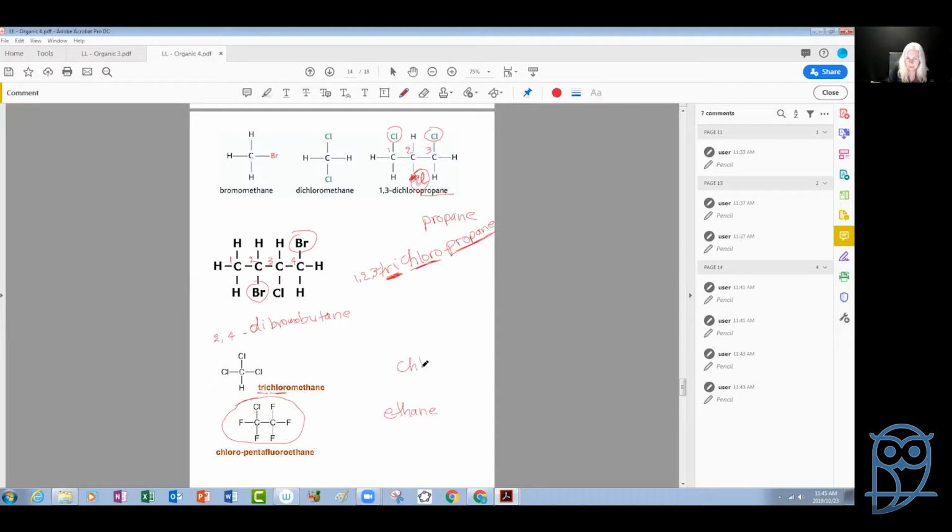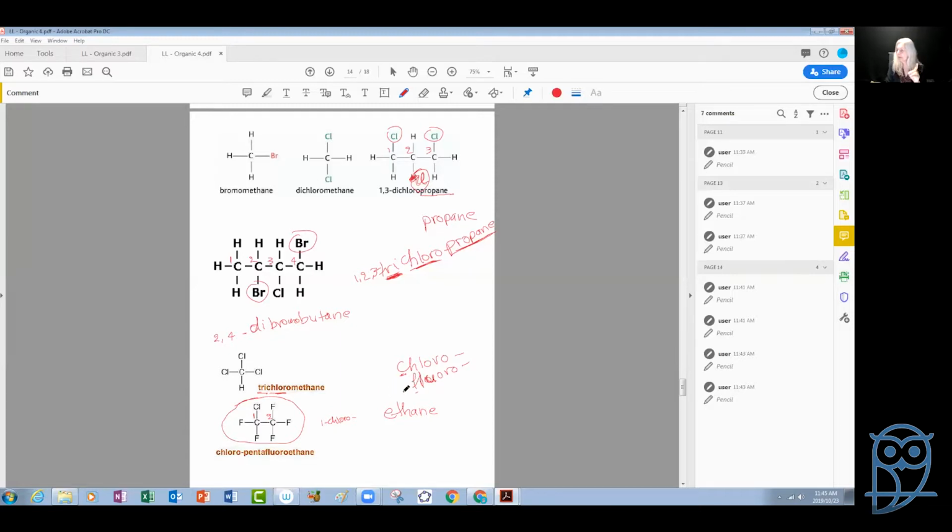We have chloro and fluoro. Now, which one comes first alphabetically? The C is before the F, so the chloro will go first in the name. And let's say this is carbon 1 and carbon 2. So the chloro is at carbon number 1. 1-chloro. And the fluorines now, how many? 1, 2, 3, 4, 5. 5 fluorines, 5 of them.